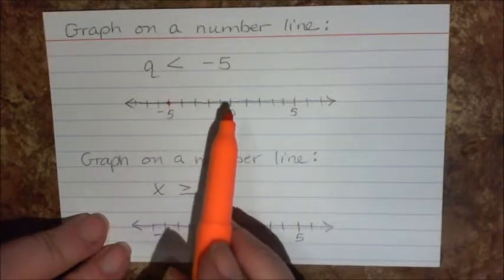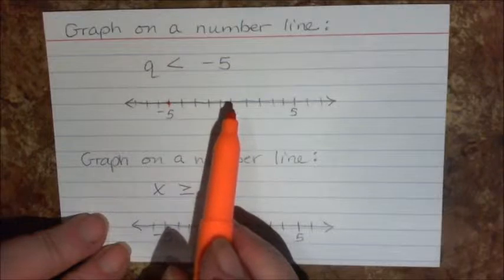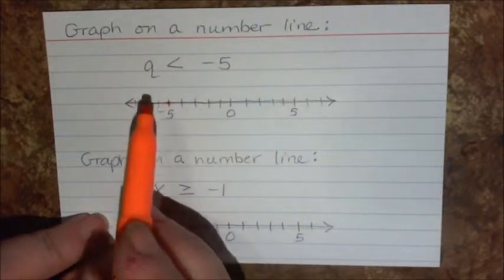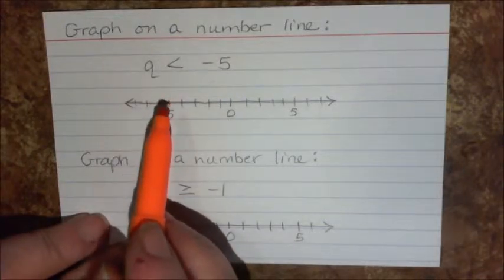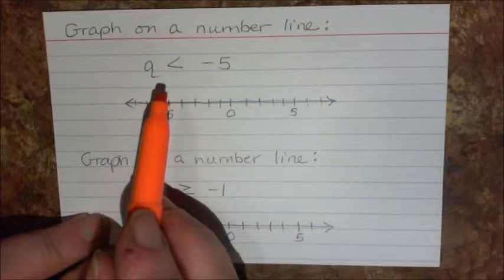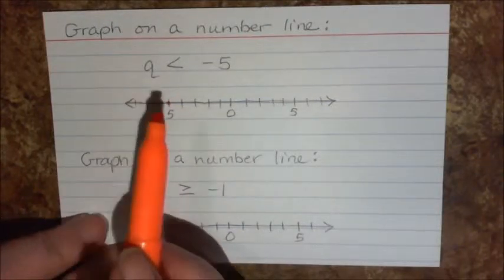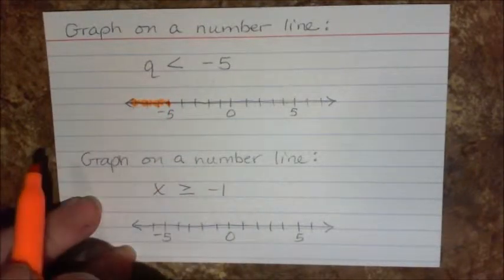So let's check 0, to the right of -5. Does that make this true? 0 is less than -5? No, that's not true. How about numbers to this side? Is -6 less than -5? Remember, less than means to the left of. So that makes it true, so this is the correct side of the number line to shade.